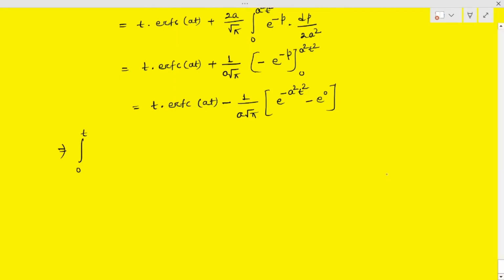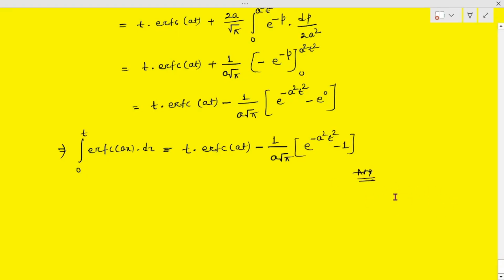the integration from 0 to t of the complementary error function ax with respect to x is t into complementary error function of at minus 1 by a root pi into e to the power minus a square t square minus 1. So this is your answer.